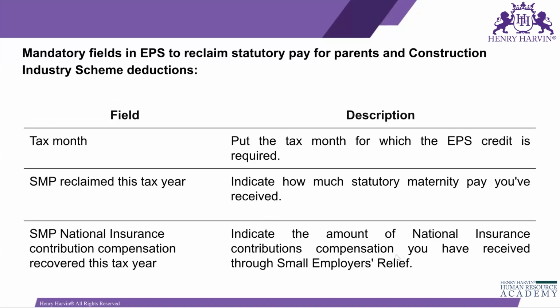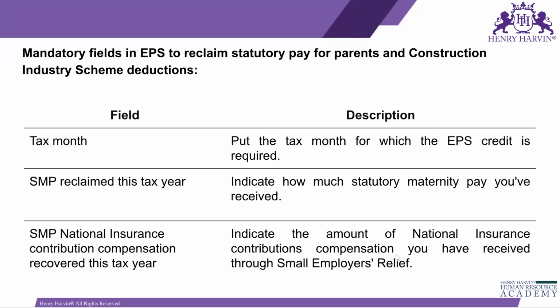Then mandatory fields in EPS to reclaim statutory pay for parents and construction industry schemes. Okay, these are the mandatory fields. So here you'll see tax month again. Put the tax month for which EPS credit is required. Like, if you are claiming SMP for November, you have to mention the tax month of November. Okay, that is April, May, June, July, August, September, October, November.